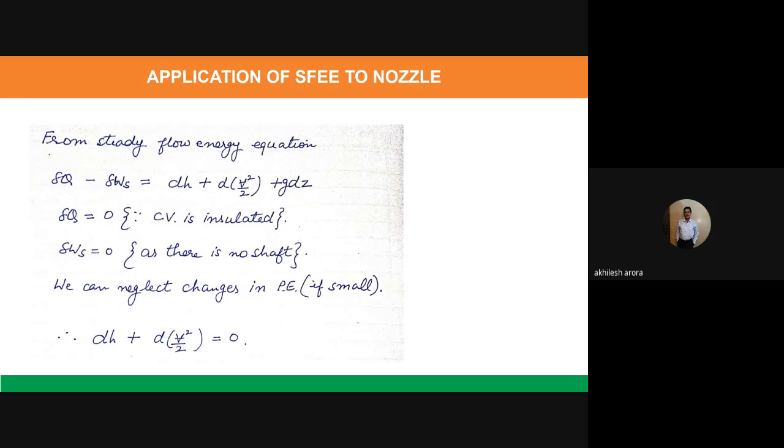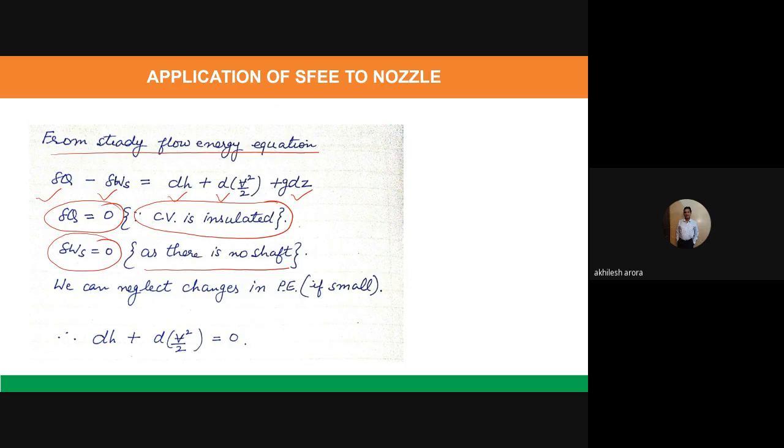So first of all, what we can do is we can write the steady flow energy equation. Delta Q minus delta Ws is equal to dH plus dV square by 2 plus g dz. Delta Q is equal to 0 because control volume is insulated, and simultaneously we are also saying that the process is reversible adiabatic. Delta Ws is equal to 0 as there is no shaft. So delta Ws is equal to 0 in this particular case.